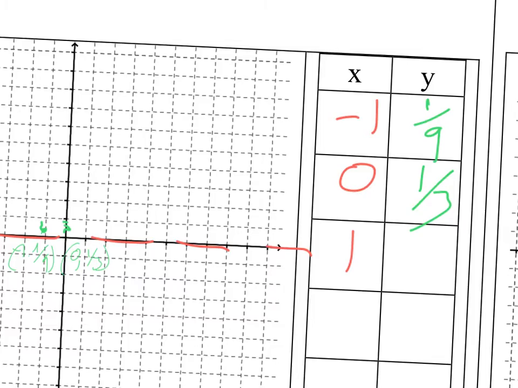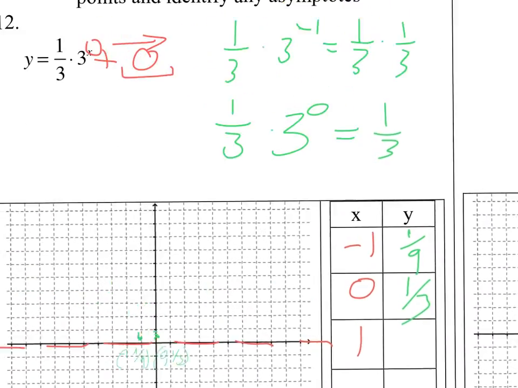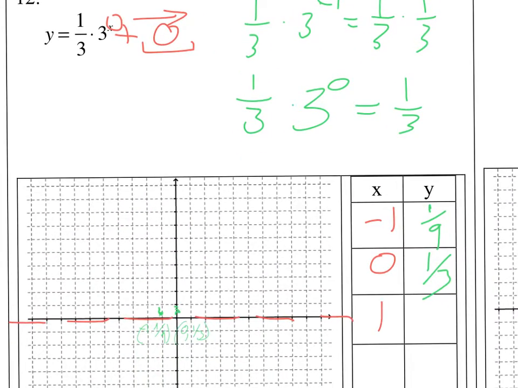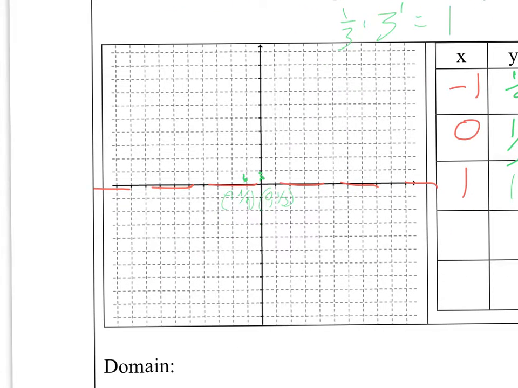And then finally we've got 1. Okay. So it's 1/3 times 3 to the 1. 1/3 times 3 is just 1. Okay, that's pretty cool. So there's the point 1, 1. The graph is going to look like this with a nice slow build up to an exponential curve. Let's talk domain and range.